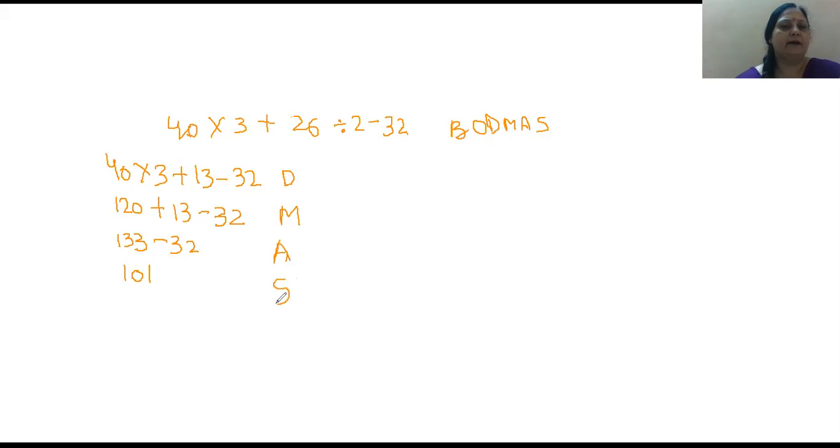If multiplication and of is also given to me, so first I'll do the opening of brackets. Second, I'll solve the of part, then D, M, A, and S. In this way, we can solve all the simplification sums.